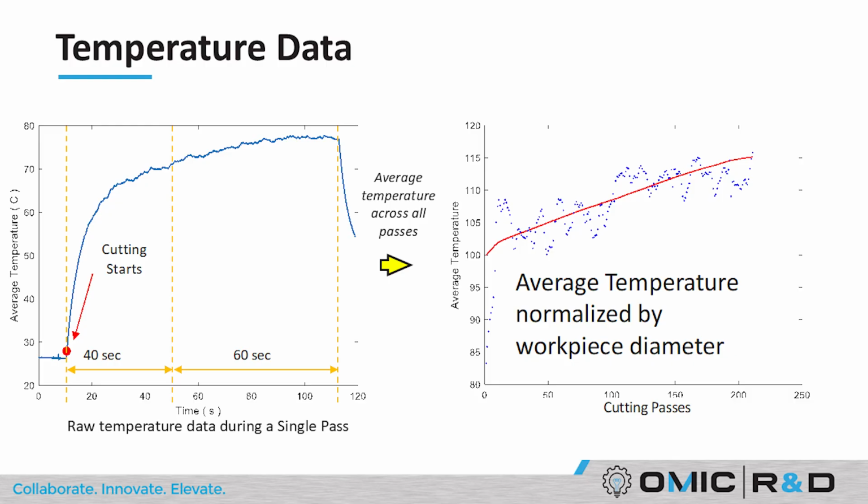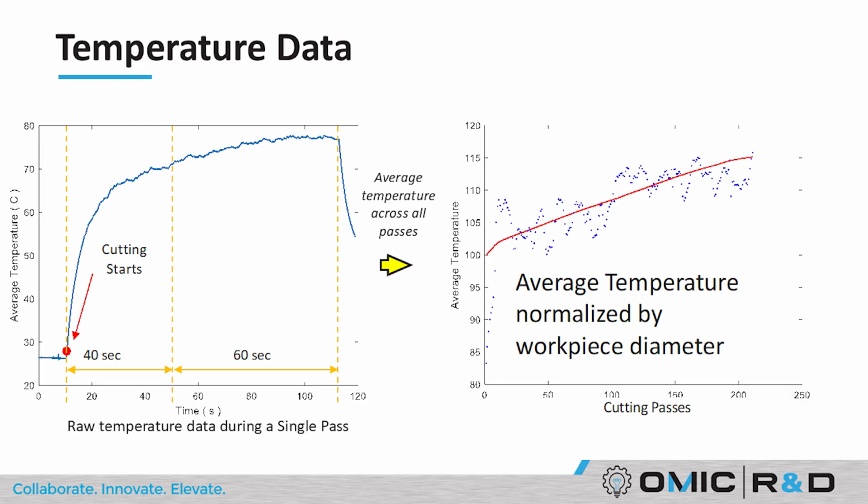So for temperature, we observed from the previous video that the temperature keeps increasing during the cutting process. So for each of the cutting paths, we were trying to take the secondary section of the temperature data when the temperature becomes comparatively stable in that stage. So that is this, about 60 seconds.